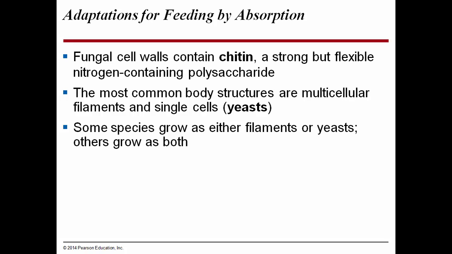The most common body structures are multicellular filaments and single cells like yeast. Well, everybody's probably familiar with yeast. That's what we use to make bread. It helps bread dough rise because the metabolic activity of the yeast imparts carbon dioxide to the bread, and yeast is also what helps to produce alcohol in wine and beer. So some species grow as either filaments or yeasts, and others grow as both.